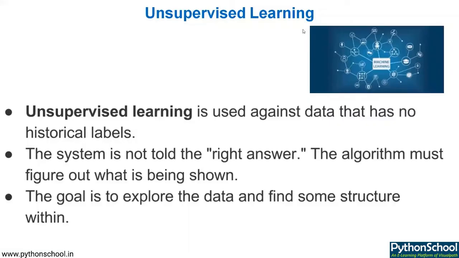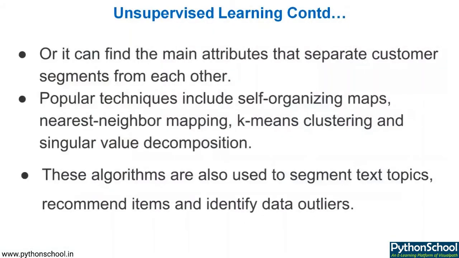So the goal here is to explore the data and find some structure within, or it can find the main attributes that separate customer segments from each other. Now, popular techniques include self-organizing maps, nearest neighbor mapping, k-means clustering, and singular value decomposition. These algorithms are also used to segment text topics, recommend items, and identify data outliers.